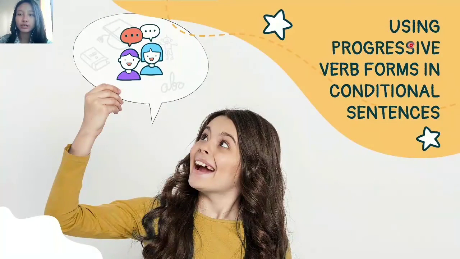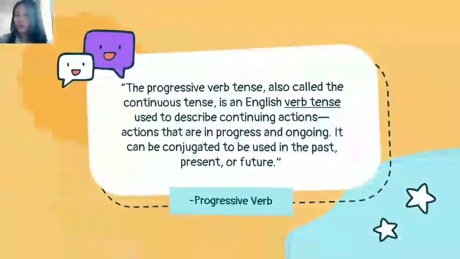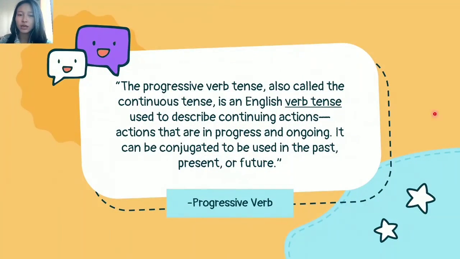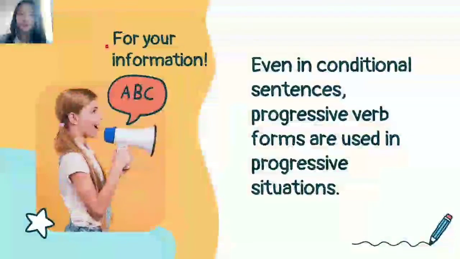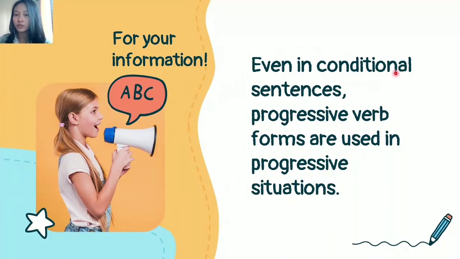Today I'm going to explain about using progressive verb forms in conditional sentences. First, what is the progressive verb tense? The progressive verb tense, also called the continuous tense, is an English verb tense used to describe continuing actions that are in progress and ongoing. It can be conjugated to be used in the past, present, or future. For your information, even in conditional sentences, progressive verb forms are used in progressive situations.